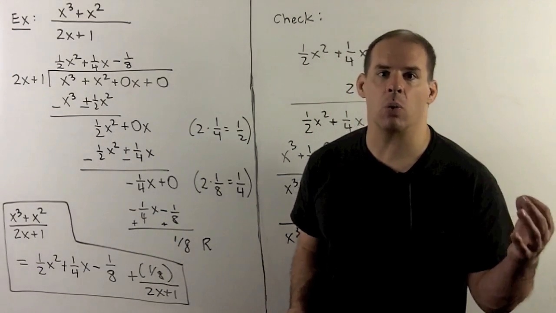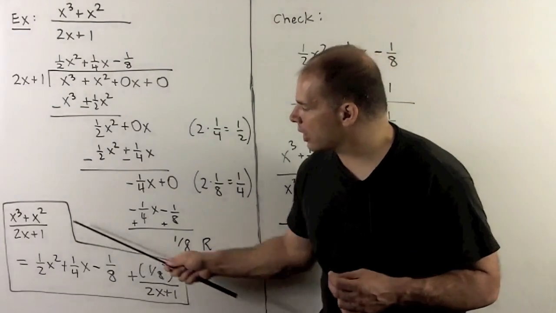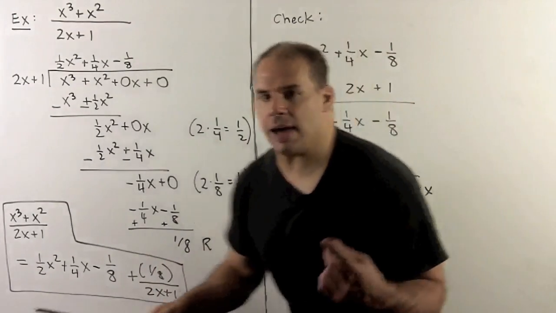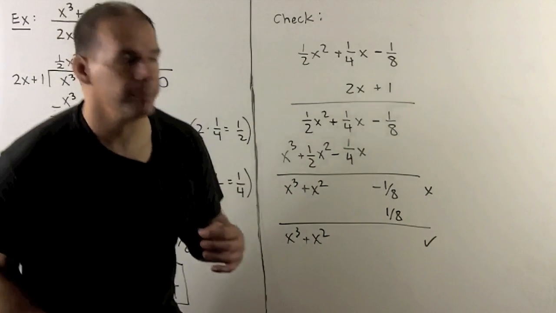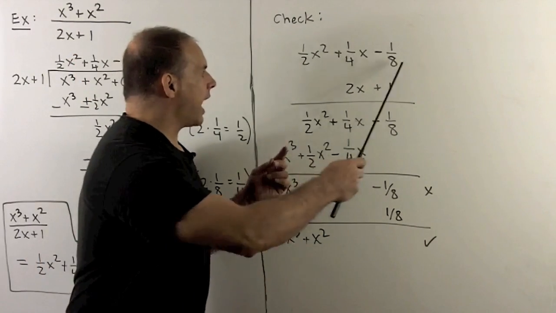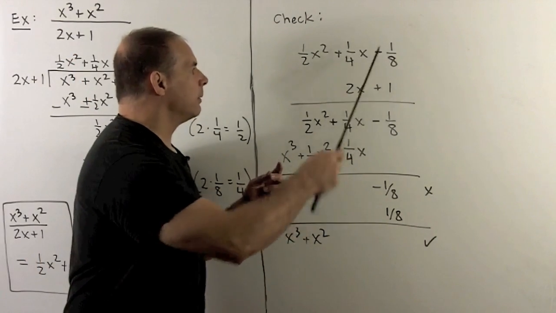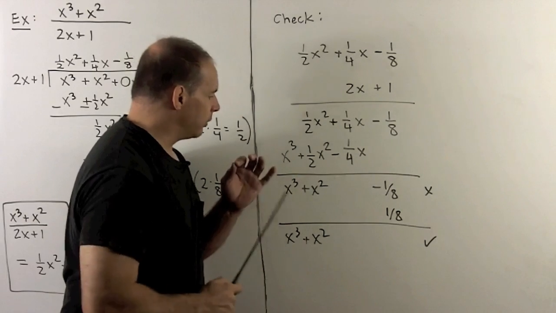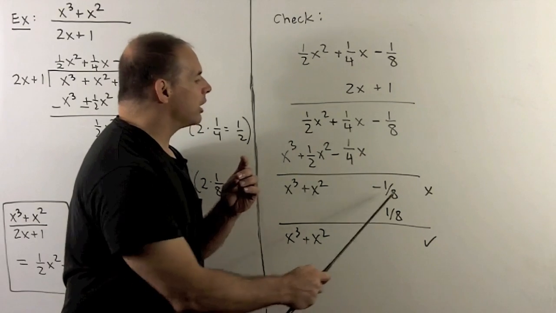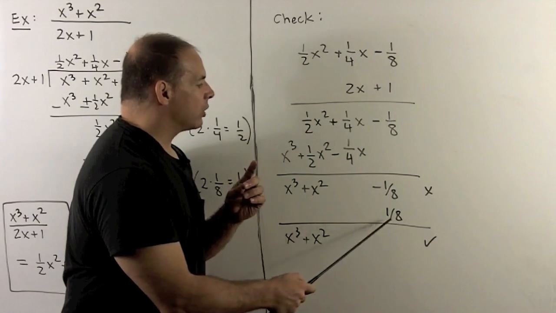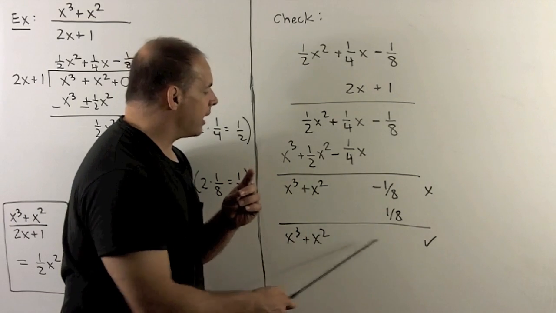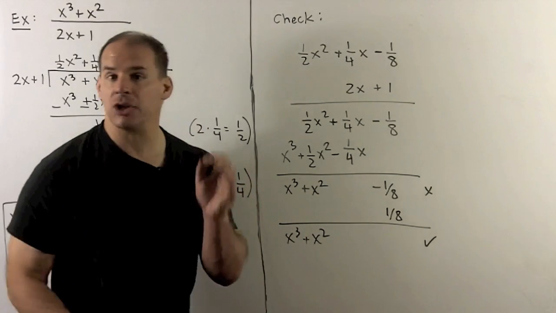Of course, we check our work. So we're going to take our quotient, multiply by the denominator, and then we add the remainder. So we do that, quotient, denominator, multiply. Okay, we get this here, which is not the numerator yet. When we add the remainder, which is 1/8, that goes away, and then I have my numerator, and that checks our work.